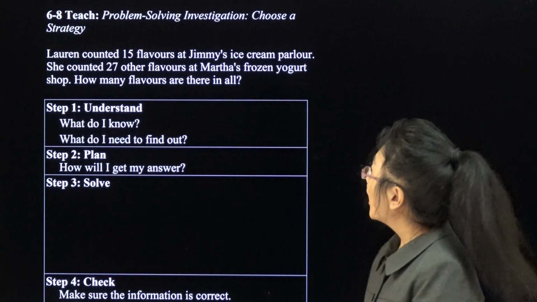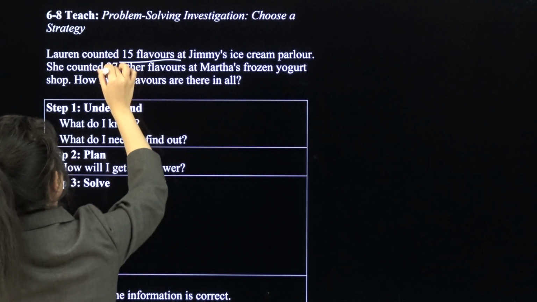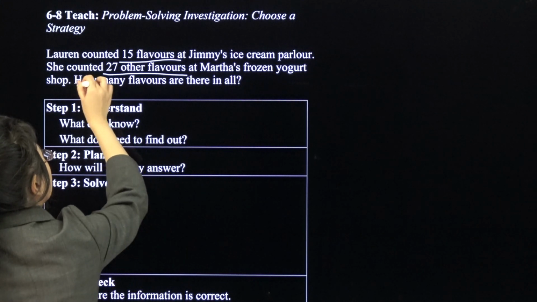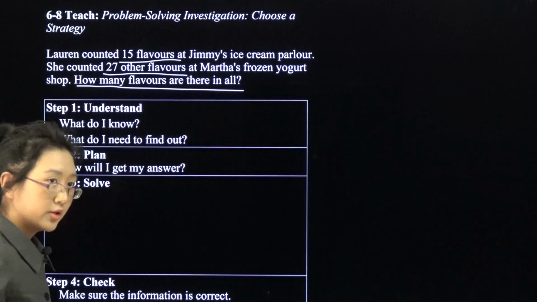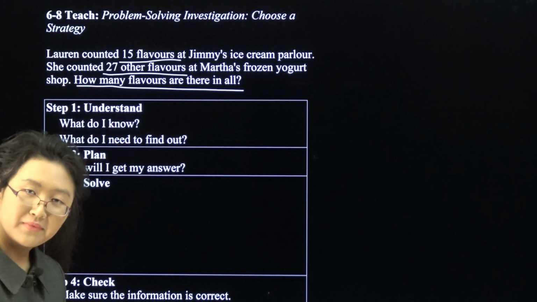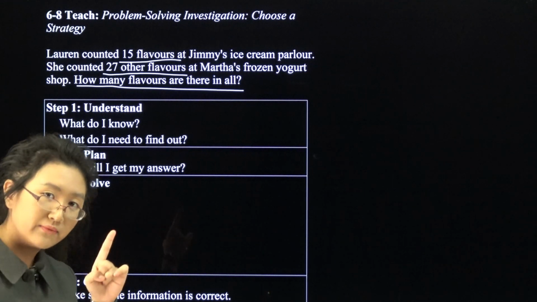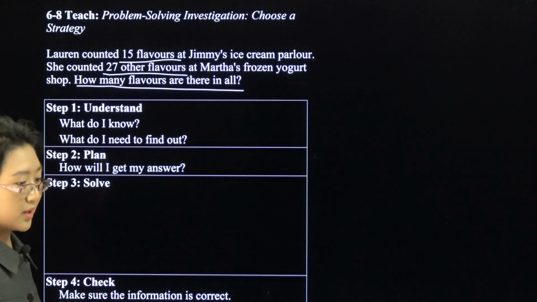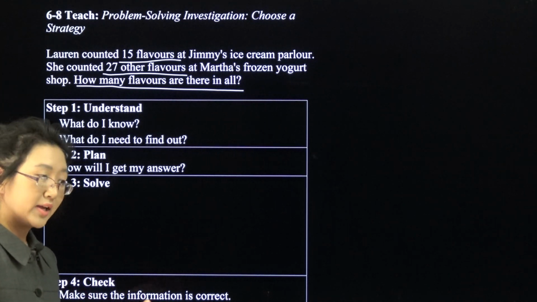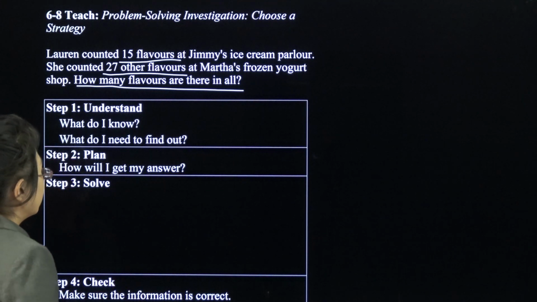What do I know? Well, there's 15 flavors at one place and 27 other flavors at another place. What do I need to find out? How many flavors are there in all, so in total? Now this word other is actually very important because both shops could have vanilla and that would count as one flavor. But other flavors means that there aren't repeats, which could make our problem-solving journey more difficult.